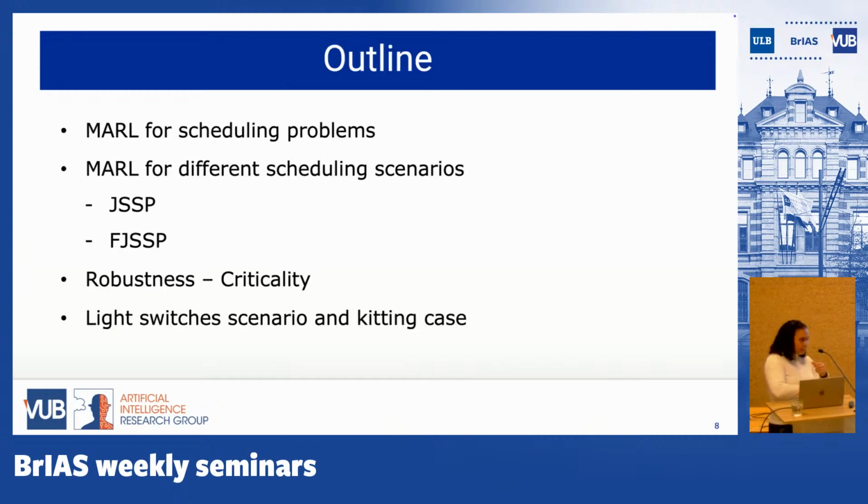So briefly, I will be explaining how we can define this multi-agent reinforcement learning perspective for scheduling problems. We will explain how it could be used for these two scenarios. We will also talk about robustness and criticality, which is an approach that was proposed in my PhD, and we will explain how to adapt it in order to work with these two scenarios. One we call the kitting case, and also the light switches scenario.